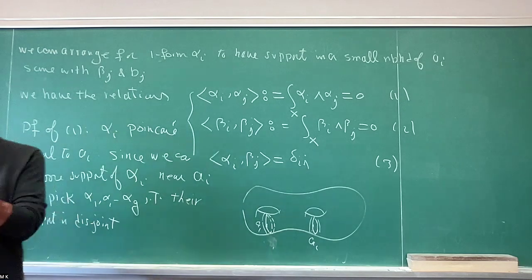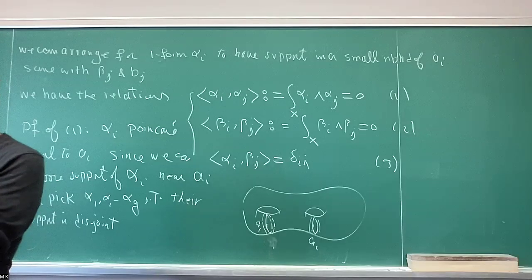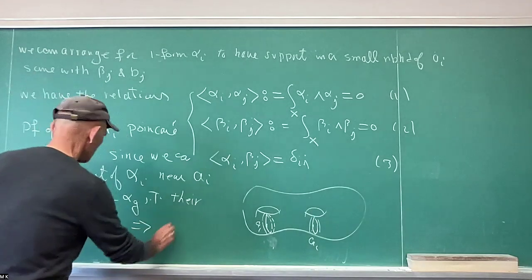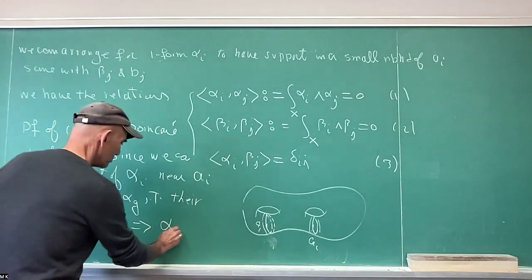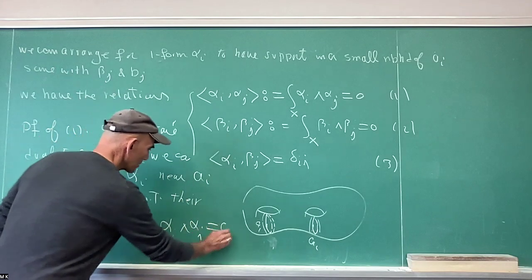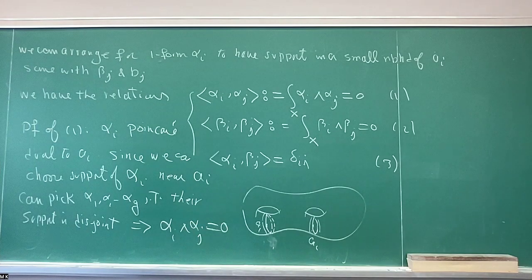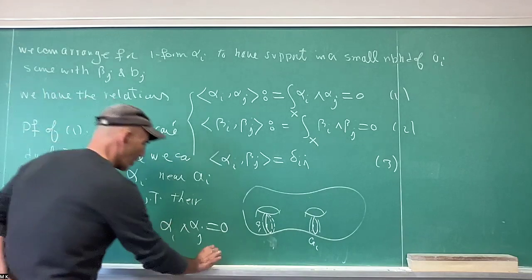If you have two one-forms whose supports are disjoint, what happens to the wedge product? It's identically equal to 0. This one has support only here, the other has support somewhere else, so when you apply two vectors, either this is 0 or the other one is 0. So the wedge product has to be 0. This is straightforward for all I and j.